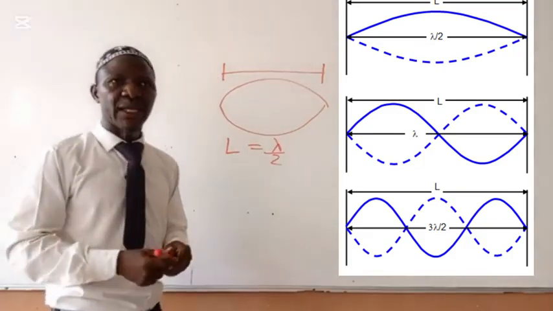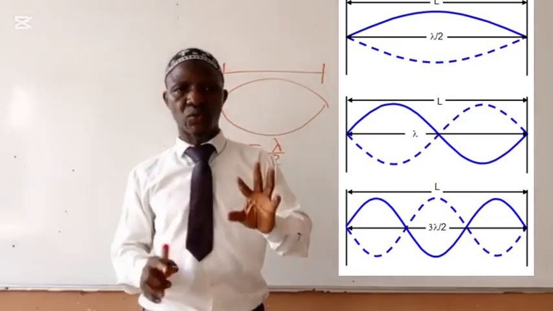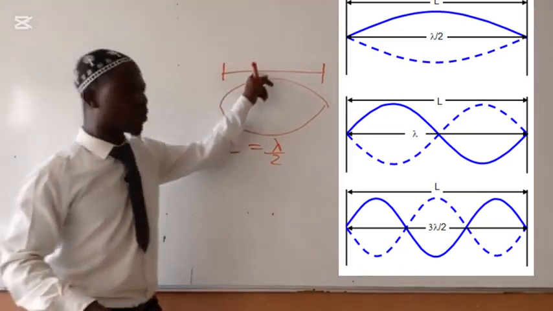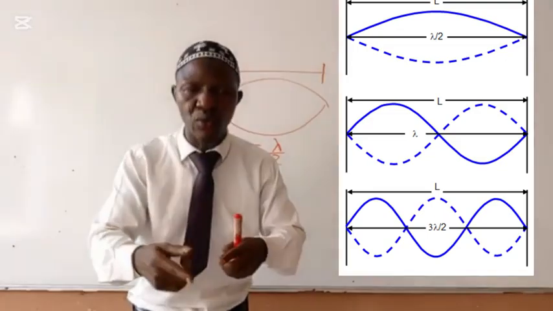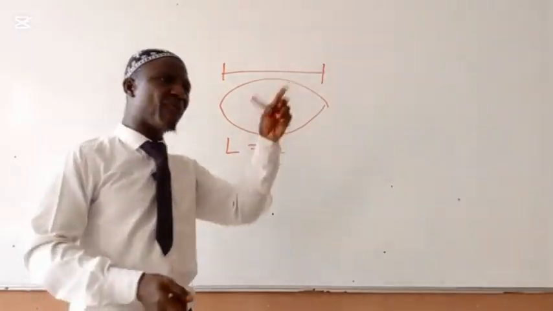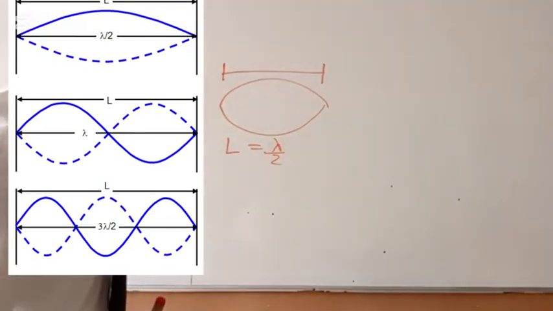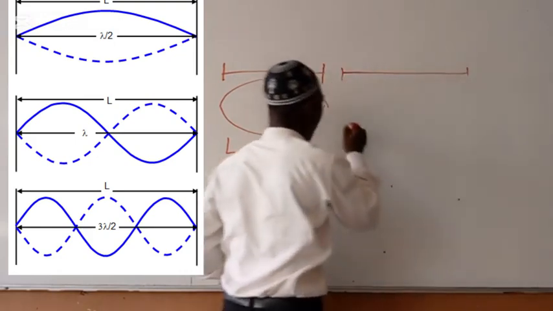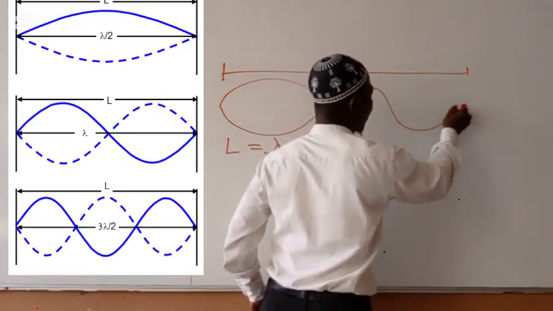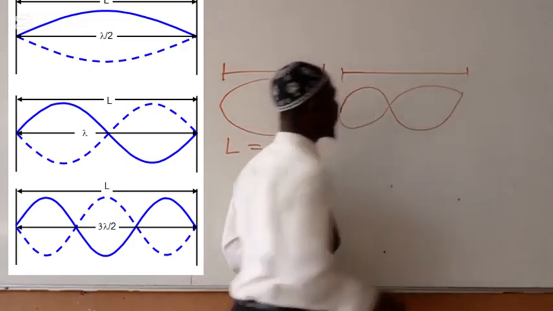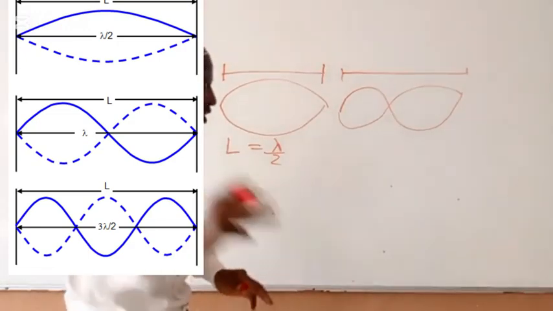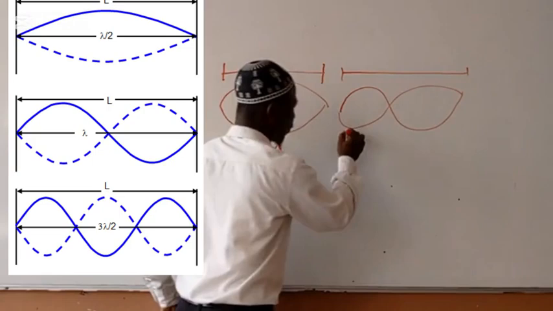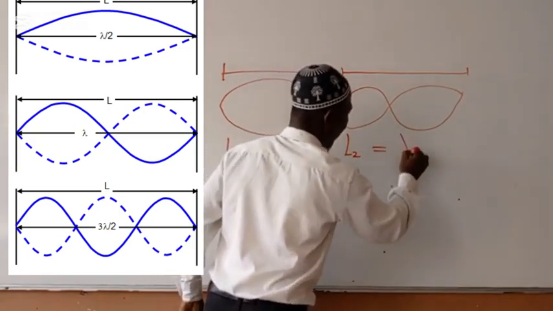Please take note. A loop is what? Lambda over 2. While two loops will give us what? Lambda. Now, if you increase the force on this one, that is, if you want it to give you another kind of sound different from the fundamental, it will now give you something like this. This is the length. By the time you pluck it, it will give you something like this, which forms two complete loops. And don't forget, if one loop is lambda over 2, then two loops, the length of it will be lambda.